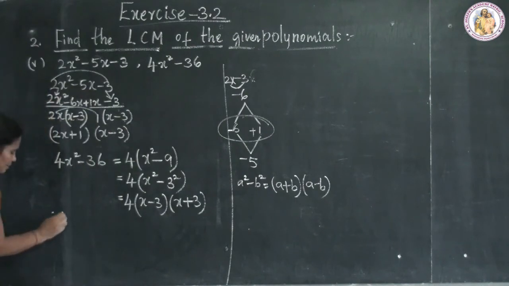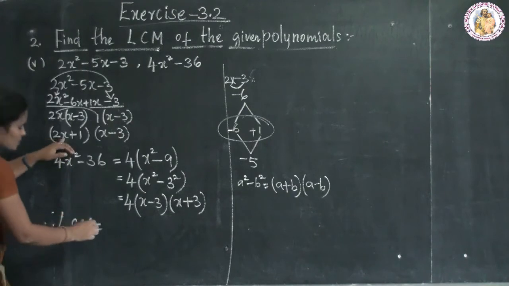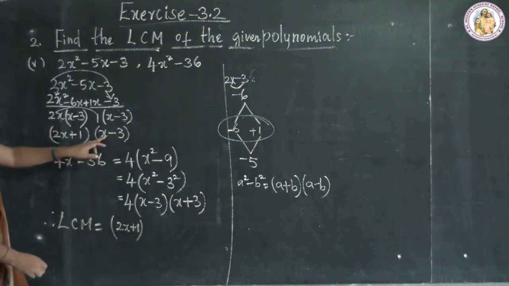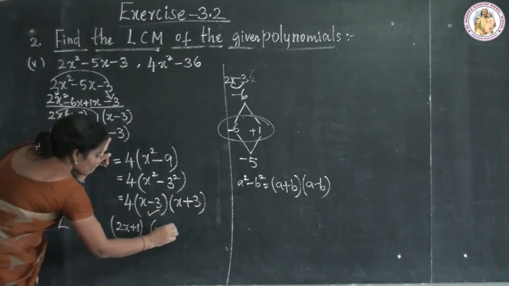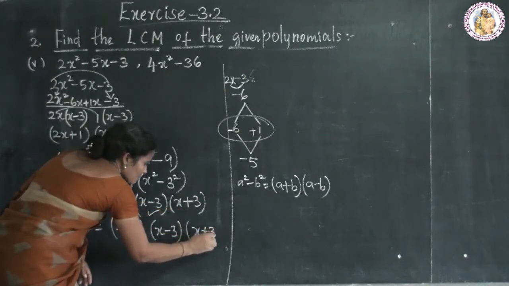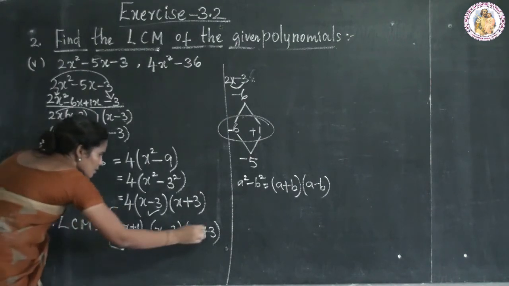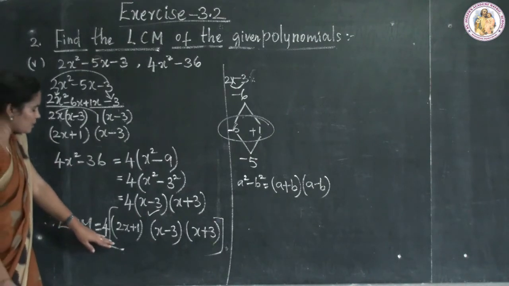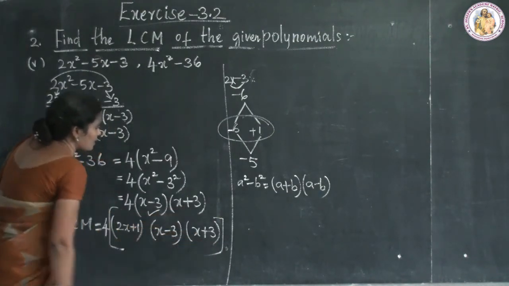Now what will be the LCM? LCM is equal to 2x plus 1, okay, and then x minus 3. X minus 3 is already there, and x plus 3. Now we have 4. So LCM is equal to 4 within the bracket 2x plus 1, x minus 3, x plus 3.